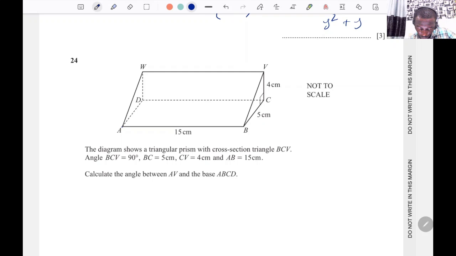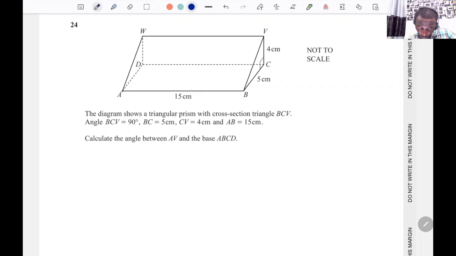24. The diagram shows a rectangular prism with cross section triangle BCV. Angle BCV is equal to 90 degrees, BC is equal to 5 cm, CV is equal to 4 cm, and AB is equal to 15 cm. Calculate the angle between AV and the base ABCD. So at this point, we have to calculate AV. This particular place is the base, right? So we are between AV and the base ABCD. What we want to calculate now is AV.